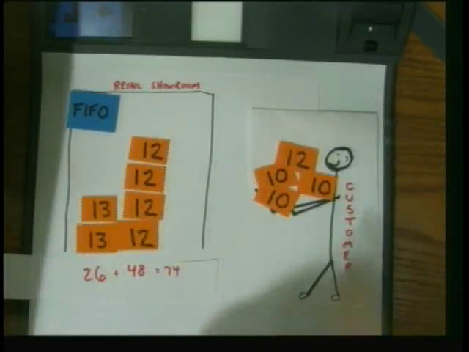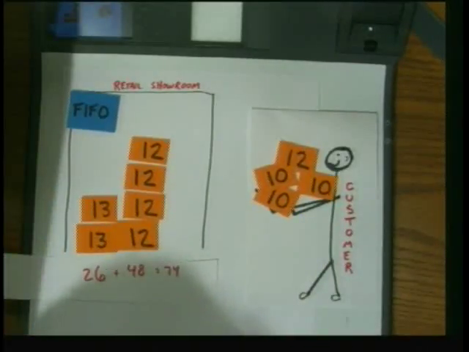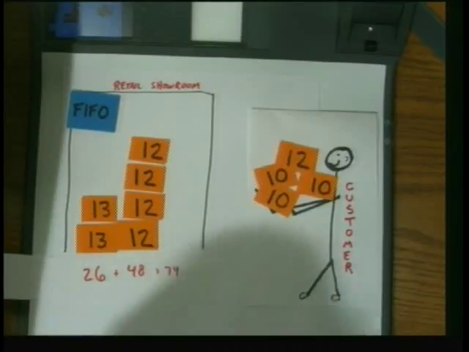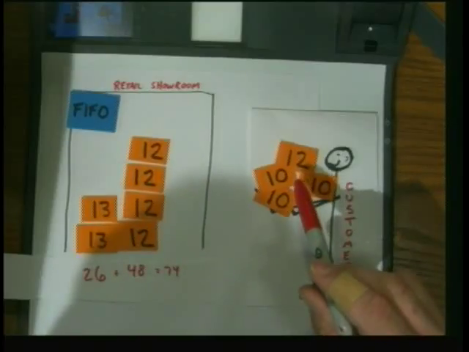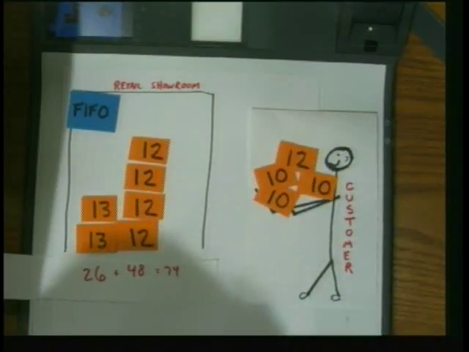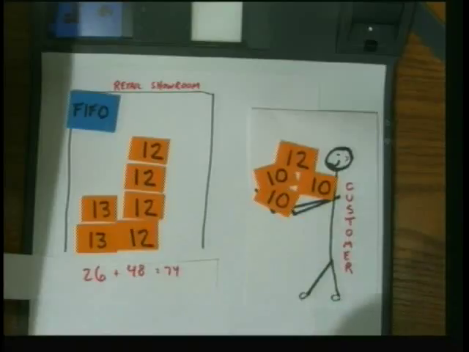Now, nowhere in this example, do you remember what the sales price I told you was? 50. Does the 50 show up anywhere here? No, it doesn't. Because this is cost of goods sold, not sales price of goods sold, but cost of goods sold. You with me? Okay. Any questions on that?